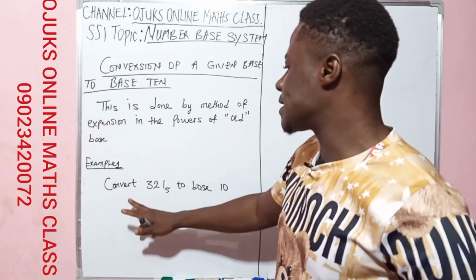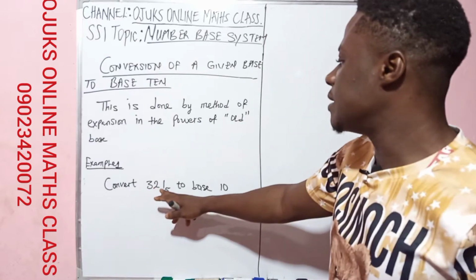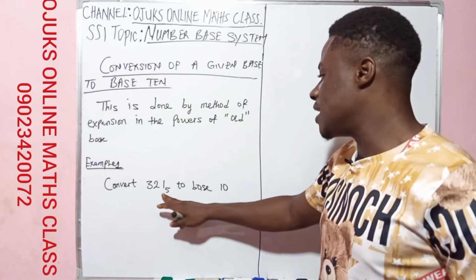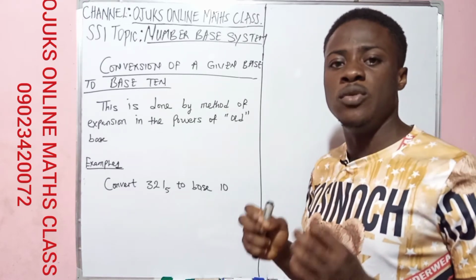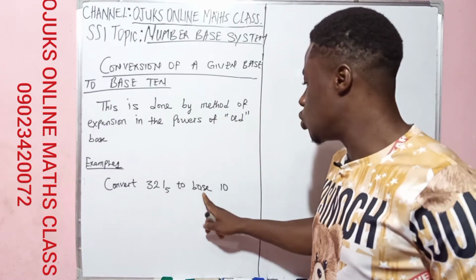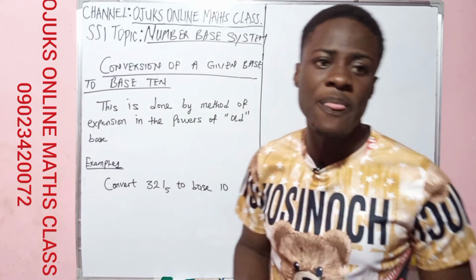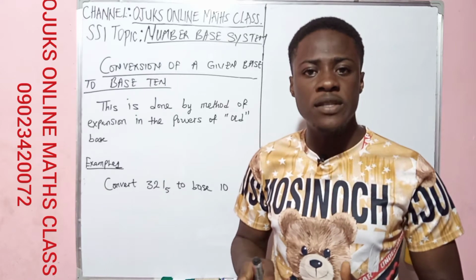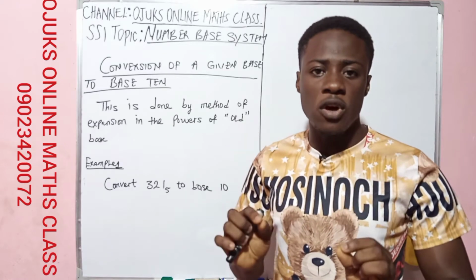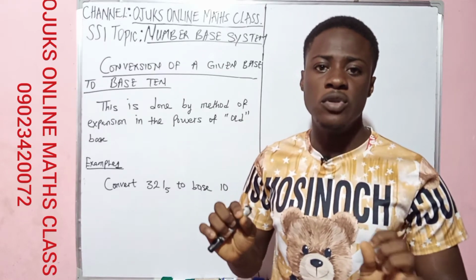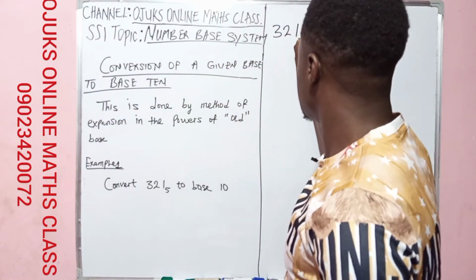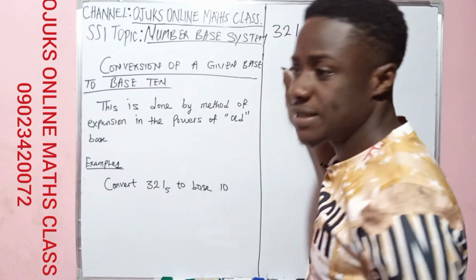Now, we want to look at conversion of 321 in base 5 to base 10. This is a number in another base. We want to look at how to convert 321, a number in base 5, to base 10. Remember what I said earlier, that if you want to convert a number from another base to base 10, it simply involves the method of expansion with the powers of the old base. Okay, let us now solve this. 321, a number in base 5, to base 10.